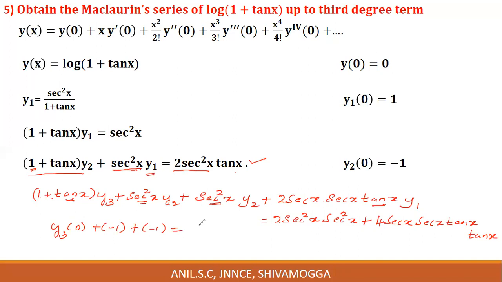This is equal to, here secant 0 is 1. Here also secant 0 is 1. 1 into 2 is 2. And here tan 0 is 0 and 0 into anything is 0. Therefore, y3 of 0 is equal to, transferring this minus 1 minus 2 to the right hand side, 2 plus 2, 4. y3 of 0 is equal to 4. To make a note of this.